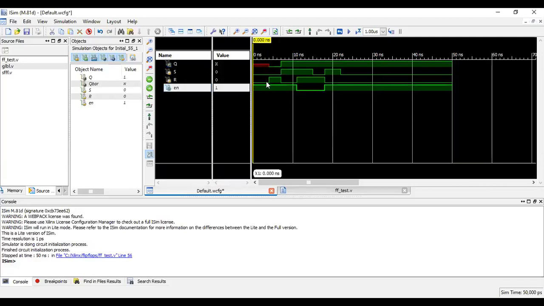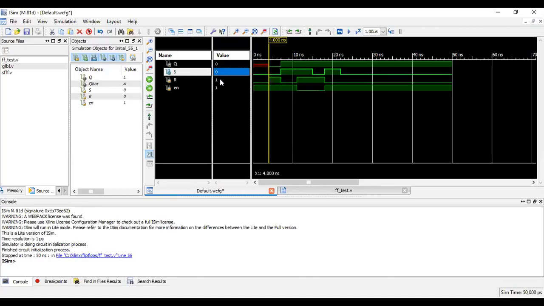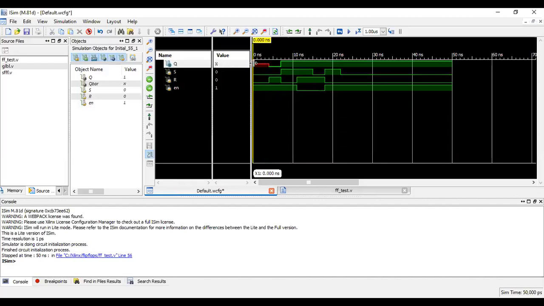Now we have enable is equal to 1 at this point, that is from 0 to 4 time units, 0 to 4 nanoseconds. Since from 0 to 4 nanoseconds, S is 0, R is 0, what should be the output? Q will be equal to Q, previous state. What is the previous state? We don't have a previous state because it is starting from 0. Before that, there is no value for Q. Hence, it will be X. This is a no change state.